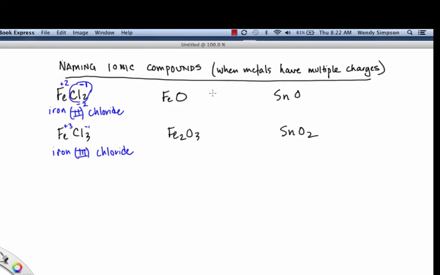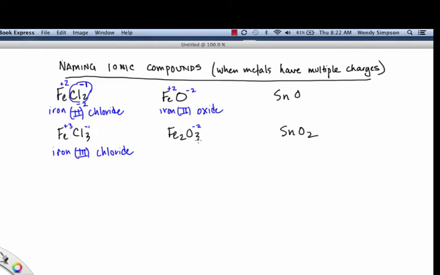If we go to the next 2 examples, the oxide anion always has a -2 charge. In order to balance it out, this iron must have a +2 charge. So our total net charge then is 0. So this example is iron 2 oxide. The example beneath it, again, we know that oxide has a -2 charge.